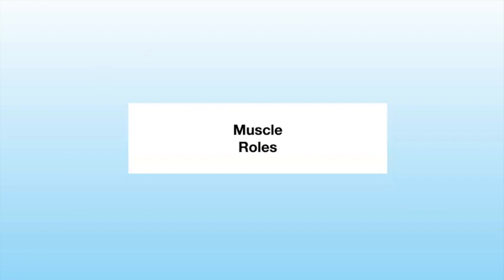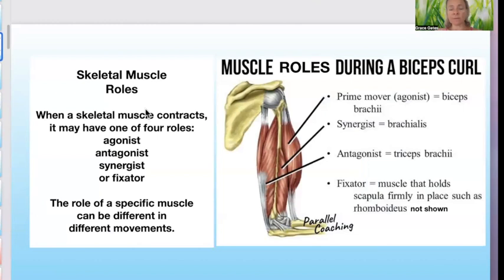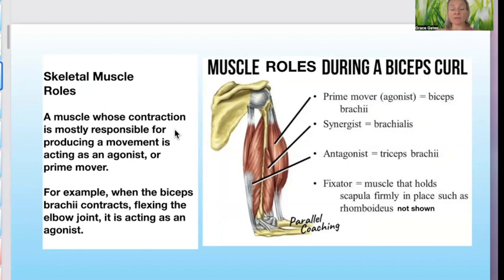Okay, so let's begin. When a skeletal muscle contracts, it may have one of 4 roles. It may be the agonist, the antagonist, the synergist, or the fixator. The role of a specific muscle can be different in different movements. A muscle whose contraction is mostly responsible for producing the movement is acting as an agonist or prime mover. It's the star of the show. For example, when the biceps brachii contracts, flexing the elbow joint, it is acting as an agonist.